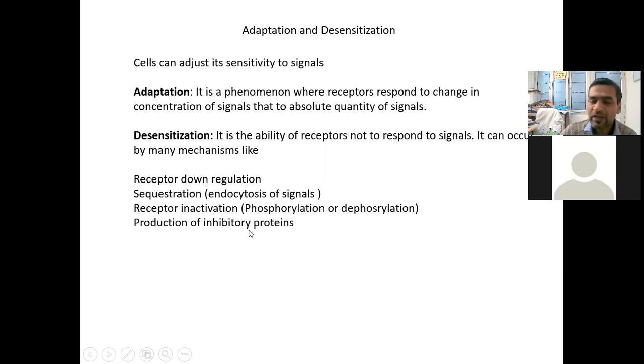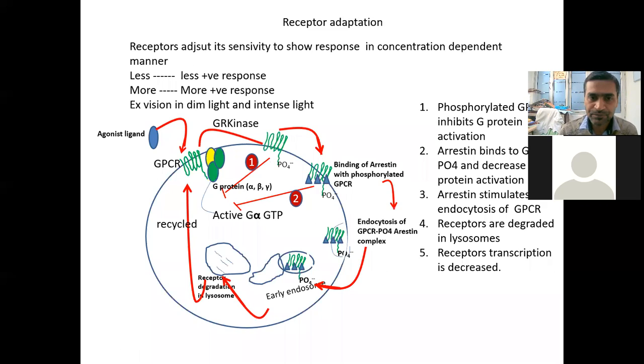And another one is the production of inhibitory proteins. Sometimes some cells may produce inhibitory proteins, and those inhibitory proteins can diminish the activity of the receptors.